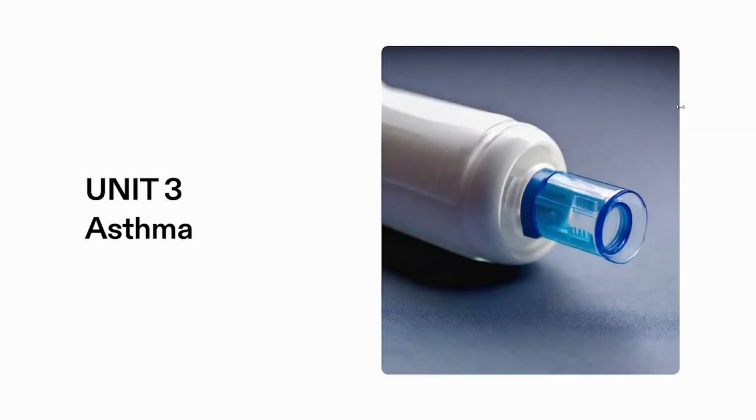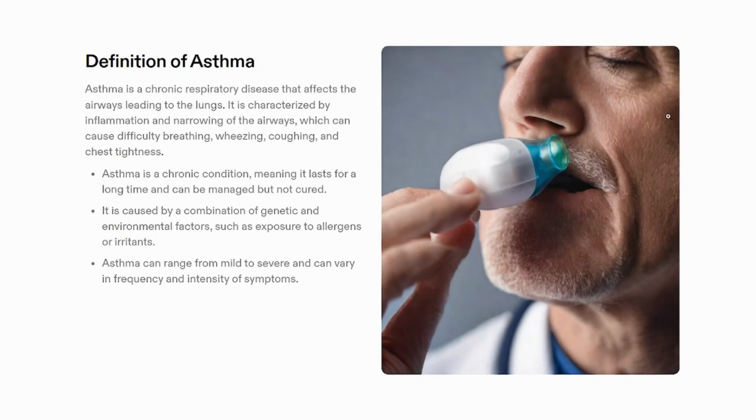Today we will see about asthma. It is one of the major conditions of the respiratory system. Definition of asthma: asthma is a chronic respiratory disease. Here, the airways will be affected. It is characterized by inflammation and narrowing of the airways.